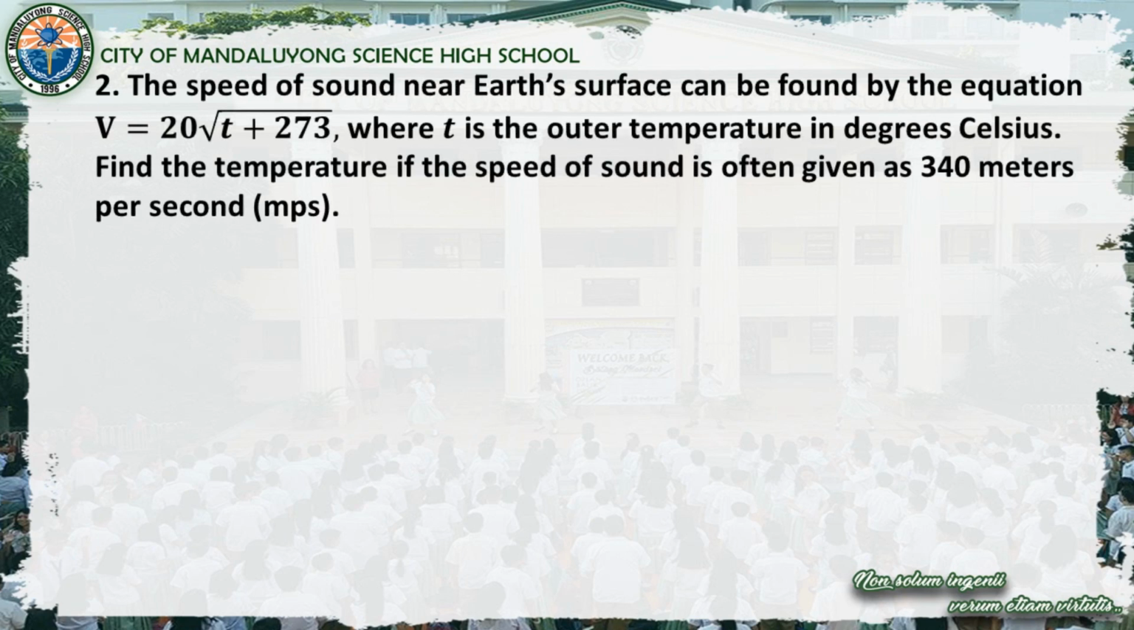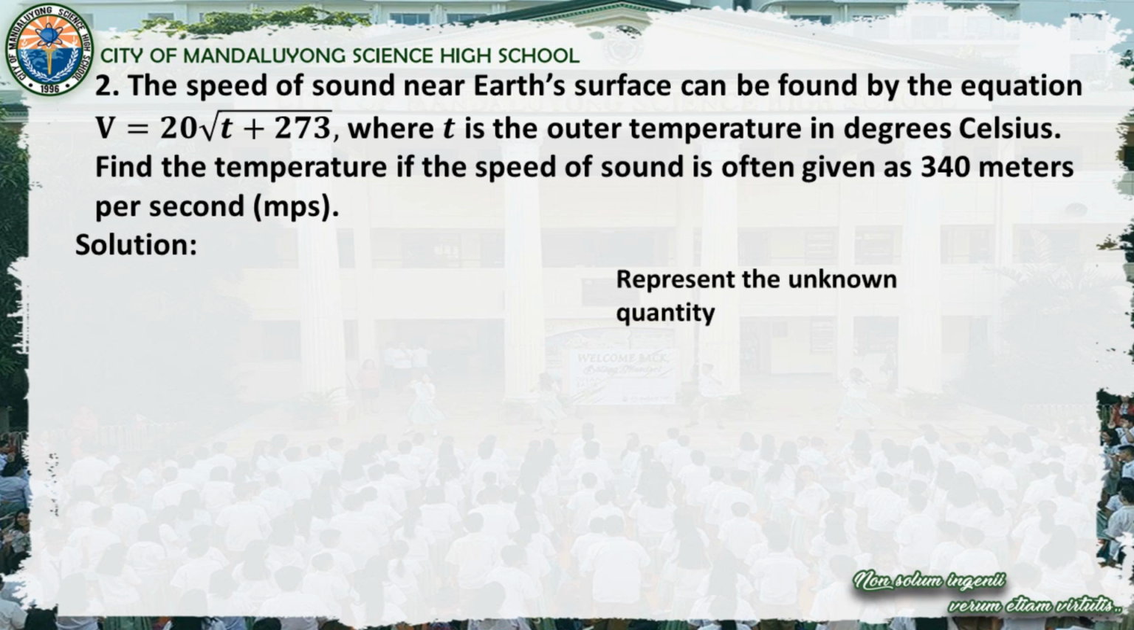The speed of sound near Earth's surface can be found by the equation V is equal to 20 times the square root of T plus 273, where T is the outer temperature in degrees Celsius. Find the temperature if the speed of sound is often given as 340 meters per second, or the MPS. Solution.